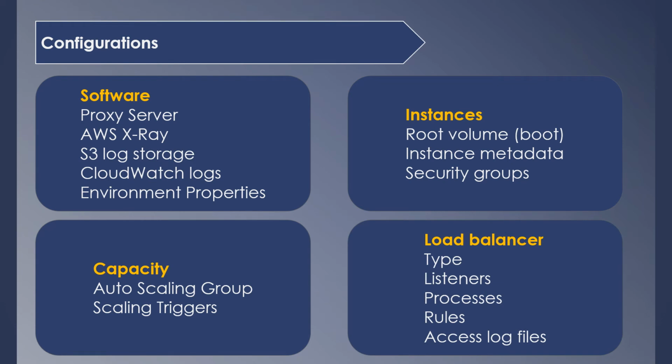The next category is load balancer, which applies only for high availability and not for single instance. So you can modify all the default settings for a load balancer right from its type, that is classic or application or network load balancer, to enabling or disabling the access log files for load balancers.